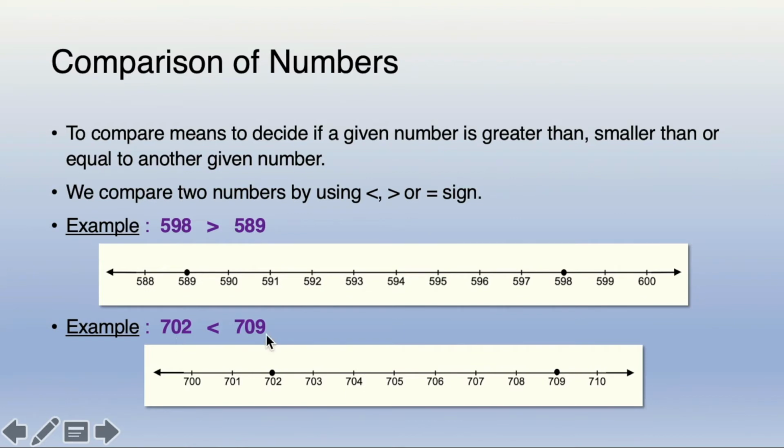Similarly over here we start comparing digit by digit from the highest place. So at hundreds place we have digit 7. Then we move to the next place, that is tens place. Now at tens place also we have 0 in both the numbers. So we again move to the next digit. So in ones place we have 2 over here and over here we have 9. And since 2 is less than 9, so the number 702 is less than the number 709.